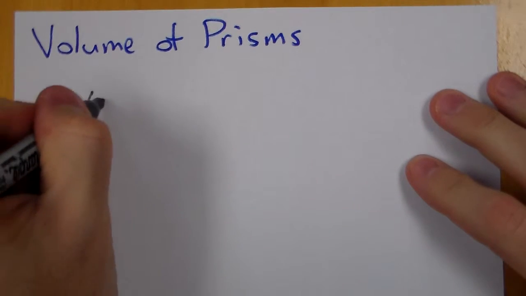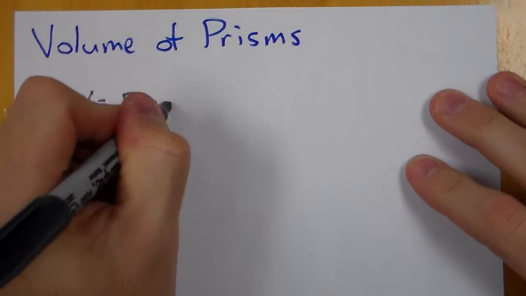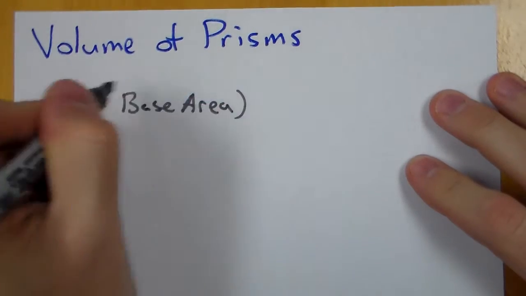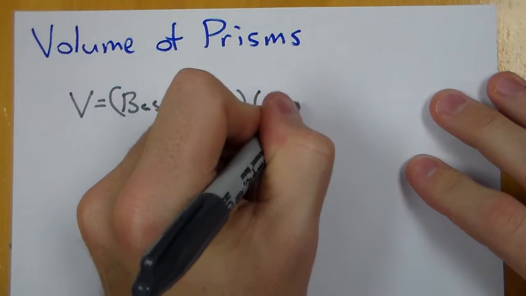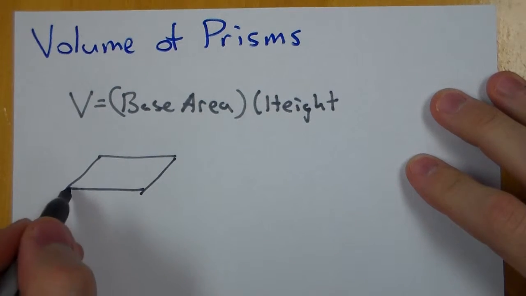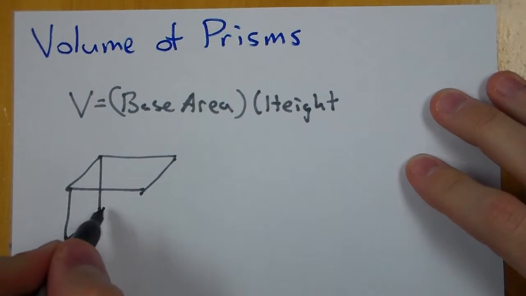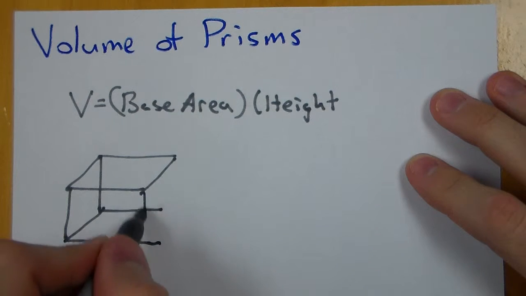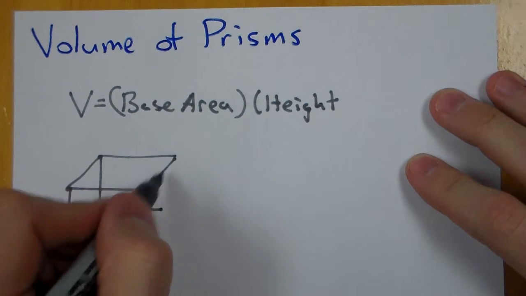The volume of a prism is the base area of the prism times the height. So if we have a rectangular prism, we're going to find the area of the base first, then multiply that by the height.